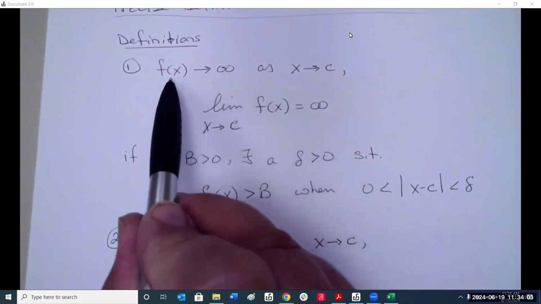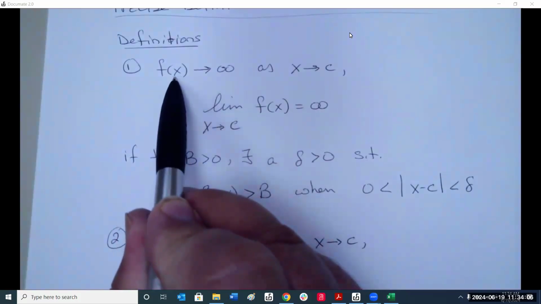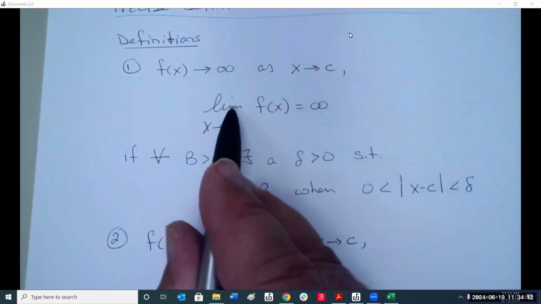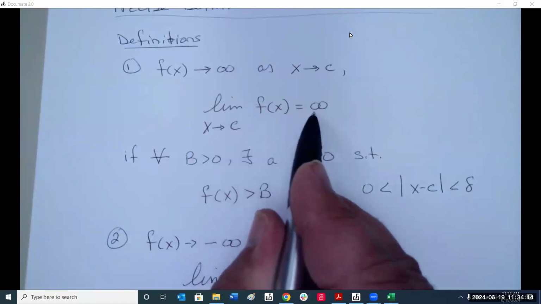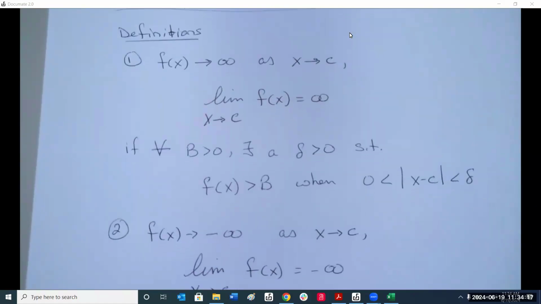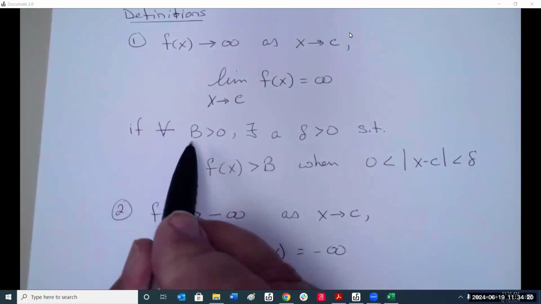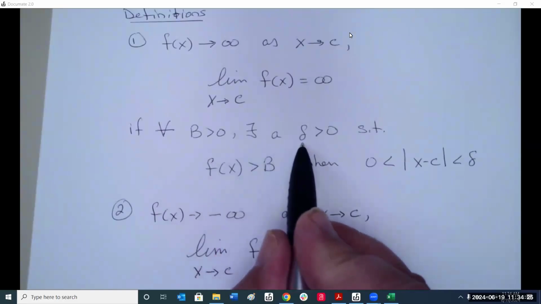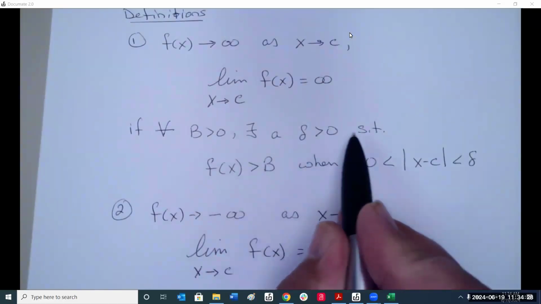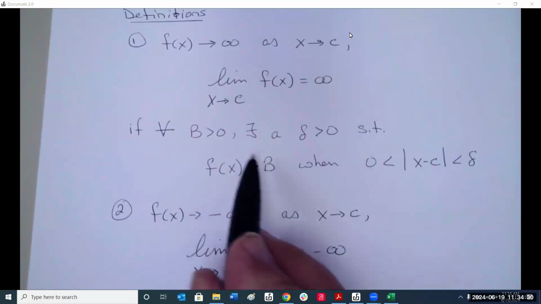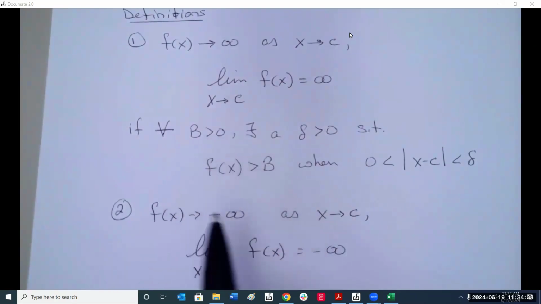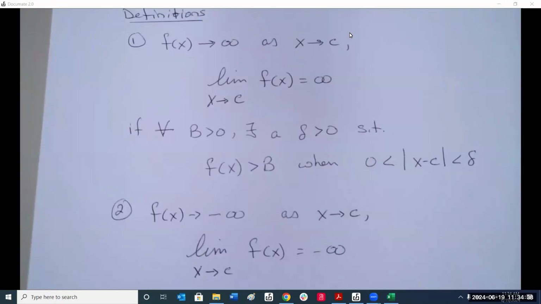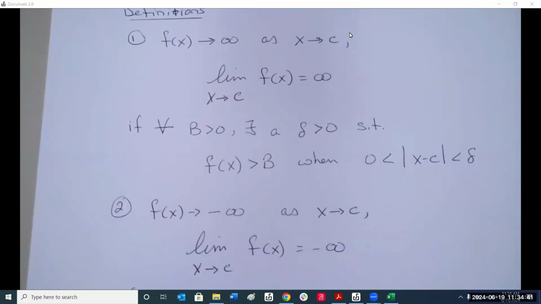The first one, for any function f of x, as the function goes to infinity as x goes to c, we represent it this way: the limit as x approaches c of some function equals infinity. If for every value b that's greater than 0, there exists a delta greater than 0, such that the function is greater than that value b, in other words, it's positive, whenever 0 is less than the absolute value of x minus c, which is less than delta.